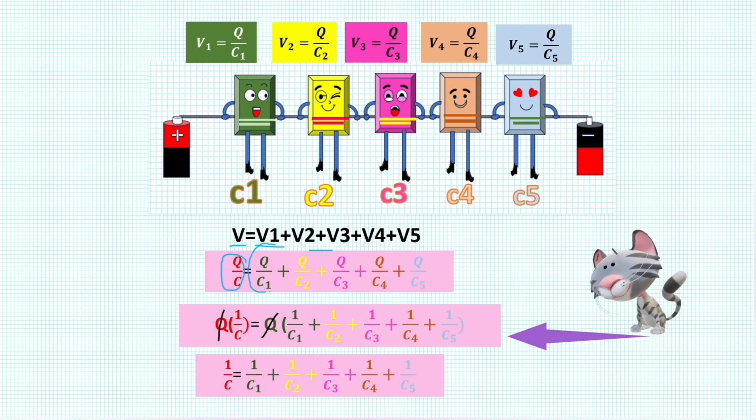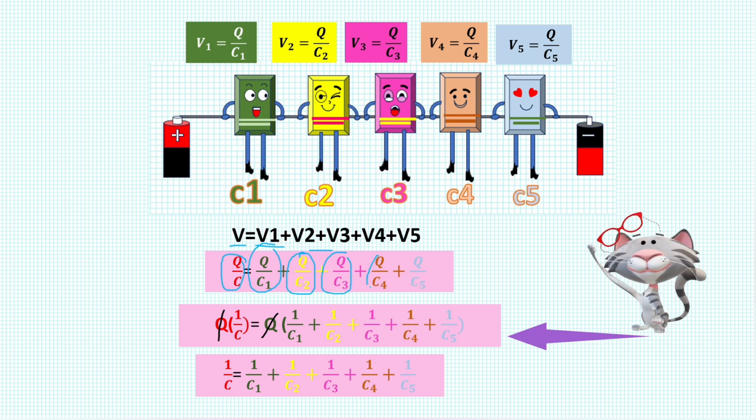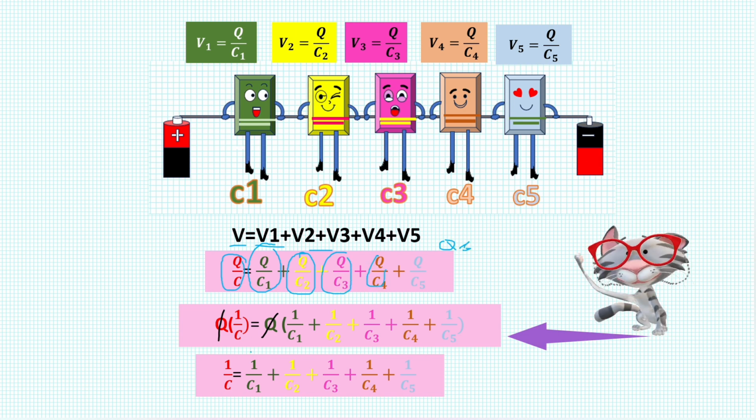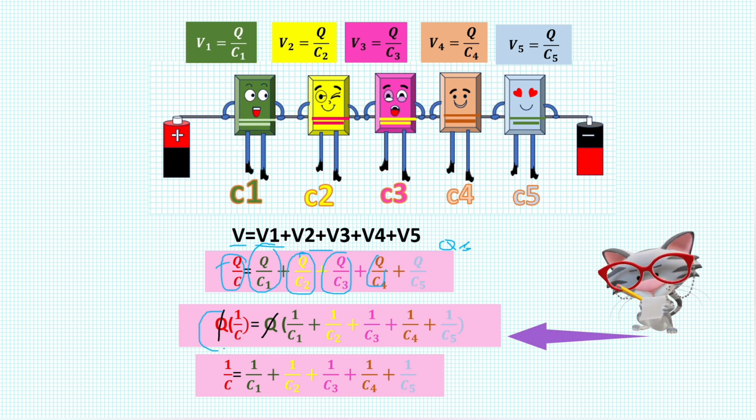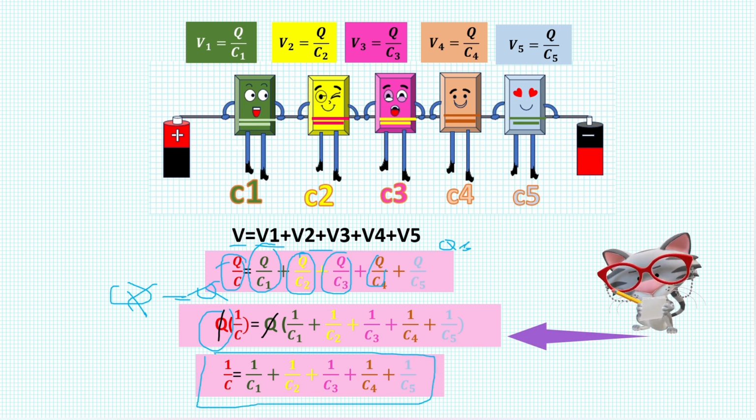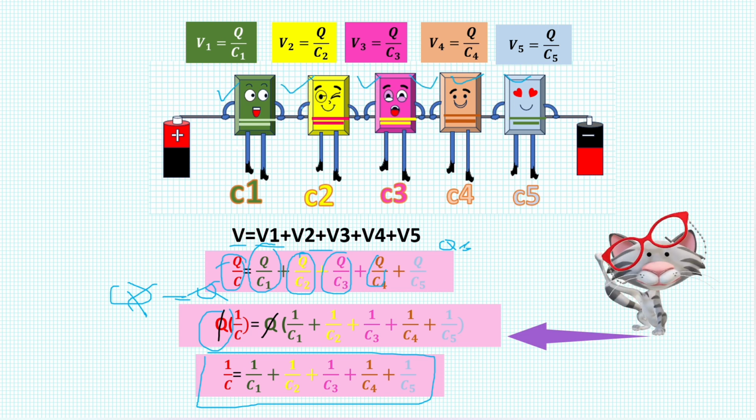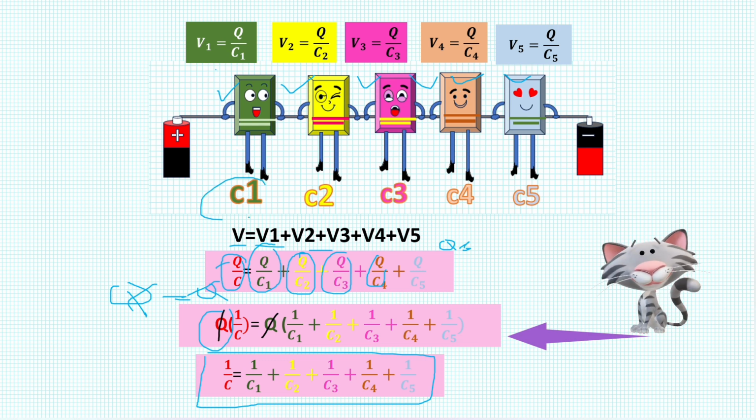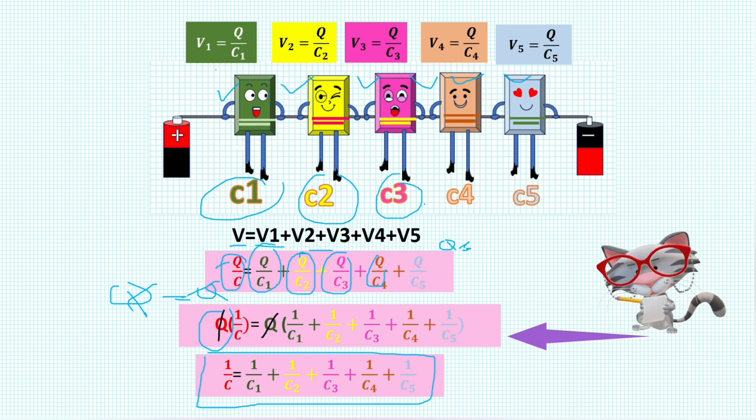As we know, charge is the same across all capacitors, so we will do simple math. Look at these values. Thus, we cancel out charge Q from both sides. At last we get the equivalent capacitance value for this series combination of 5 capacitors. That is, 1 divided by C equivalent equals 1 over C1 plus 1 over C2 plus 1 over C3 plus 1 over C4 plus 1 over C5.